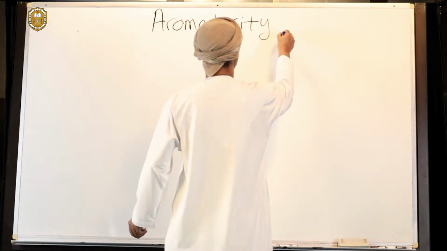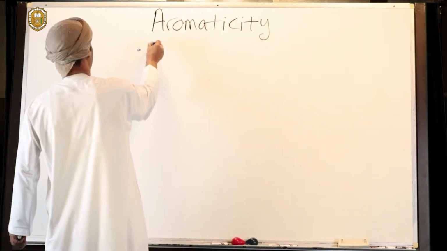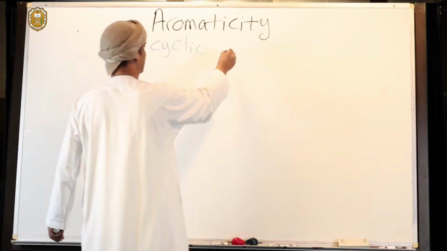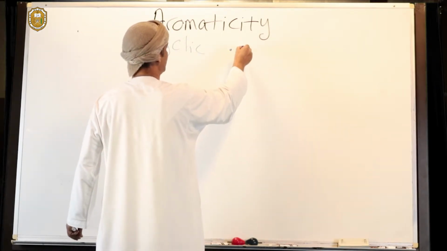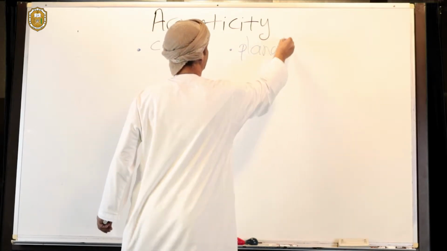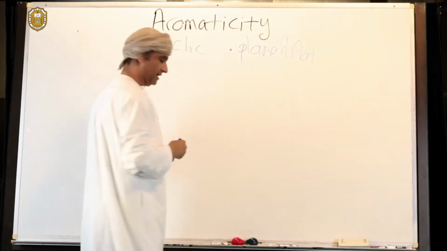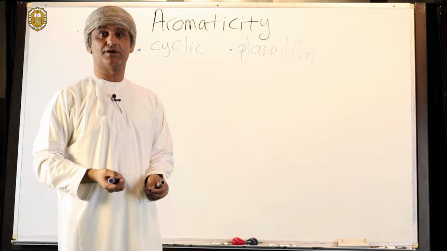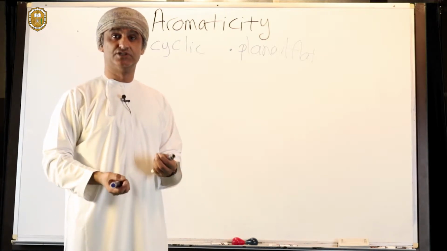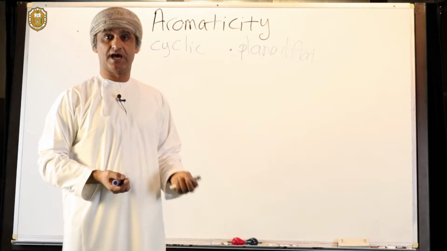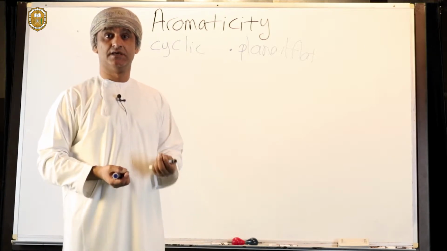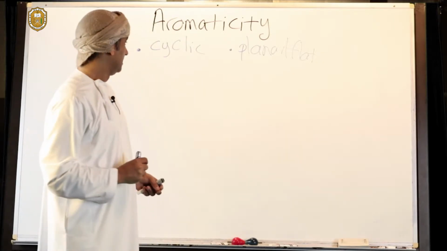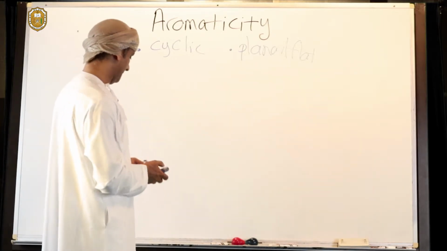So for any molecule to be aromatic, to start with, it should be cyclic. The molecular shape should be planar or flat, as illustrated by benzene. Benzene is the simplest aromatic compound. Benzene is flat in shape because all carbons in the benzene ring are sp2 hybridized. The bond angles are 120, because the geometrical shape around each carbon atom is trigonal planar. So that's the second requirement.